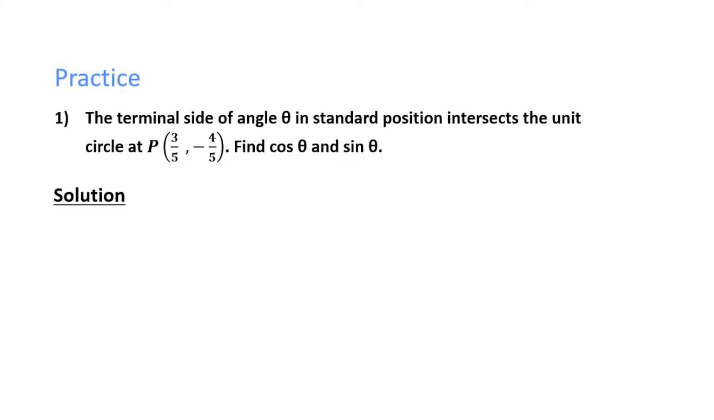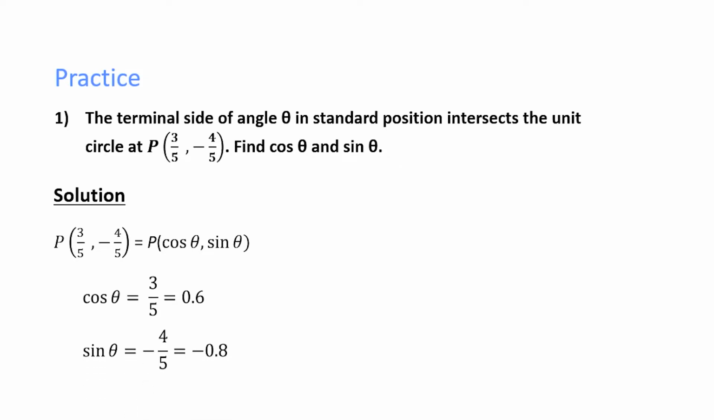Okay, we have the terminal side of an angle theta in standard position intersecting the unit circle at a point P, where x equals 3 over 5 and y equals minus 4 over 5. Find cos theta and sin theta. So P of 3 over 5 and minus 4 over 5 has to be equal to cos theta and sin theta. So cos theta equals 3 over 5, and in this case, we can also convert to a decimal, 0.6. And sin theta equals minus 4 over 5, which is minus 0.8.